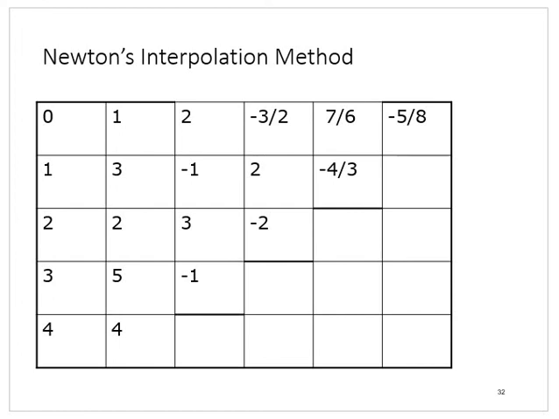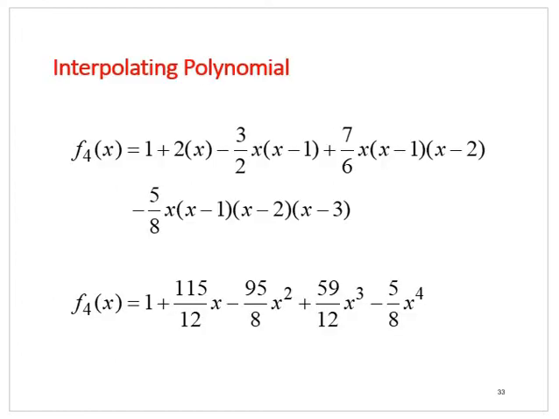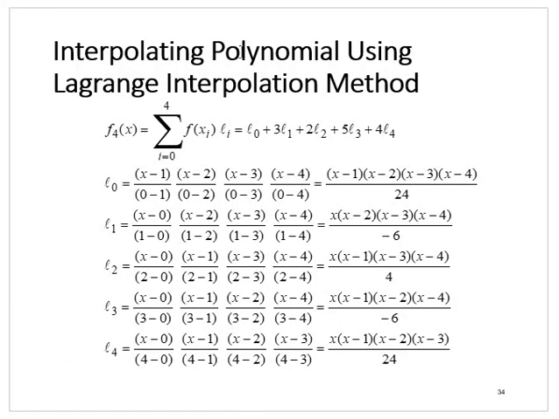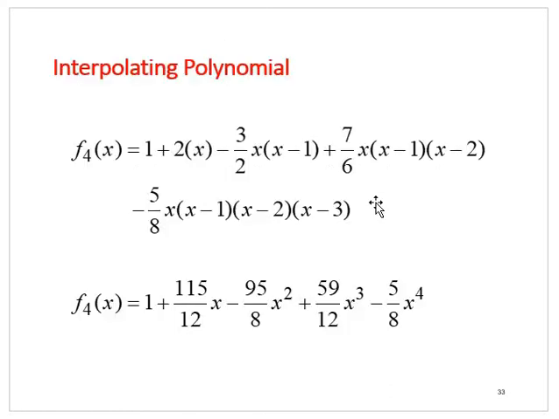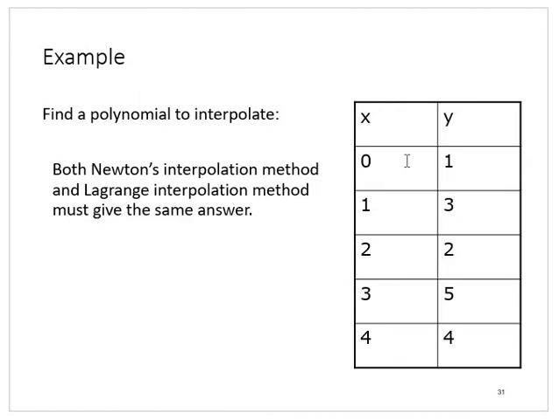You can practice Newton's interpolation method, satisfy yourself that you get those values, and then the polynomial will be given by this. And then for the Lagrange interpolation, this is L0, so L0 should not contain, in the numerator, the value for x0, where x0 is 0, so it should not contain 0.